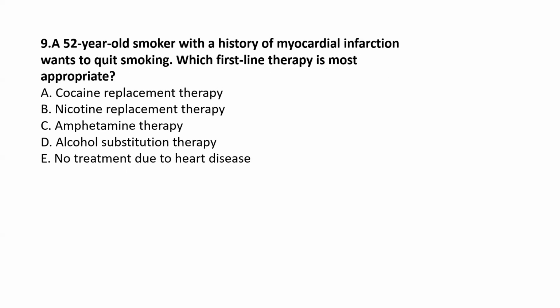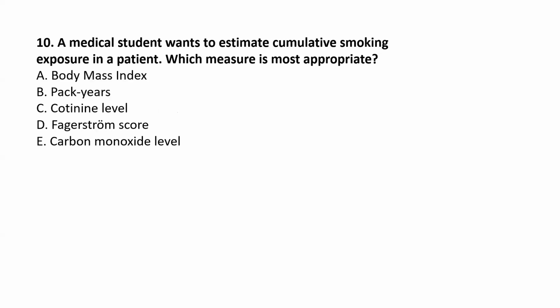MCQ 9: A 52-year-old smoker with a history of myocardial infarction wants to quit smoking. Which first-line therapy is most appropriate? A, cocaine replacement therapy. B, nicotine replacement therapy. C, amphetamine therapy. D, alcohol substitution therapy. E, no treatment due to heart disease. B is the right option.